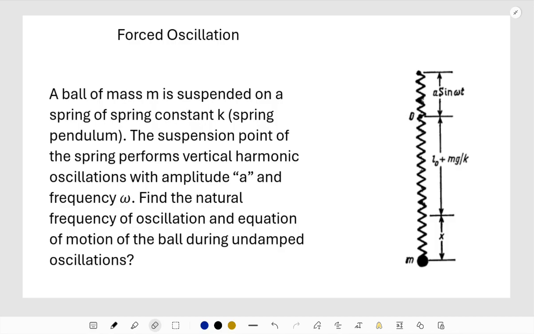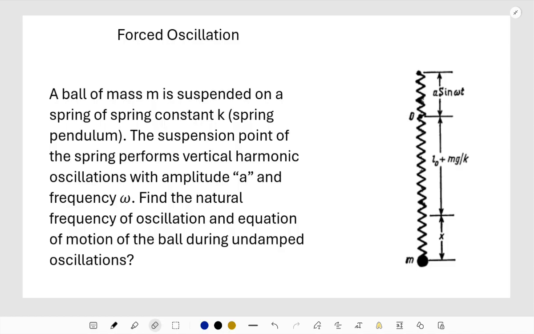We have one more problem. This problem is a standard. This is an example of forced oscillation. Why? You read the statement of the problem, you will understand why.